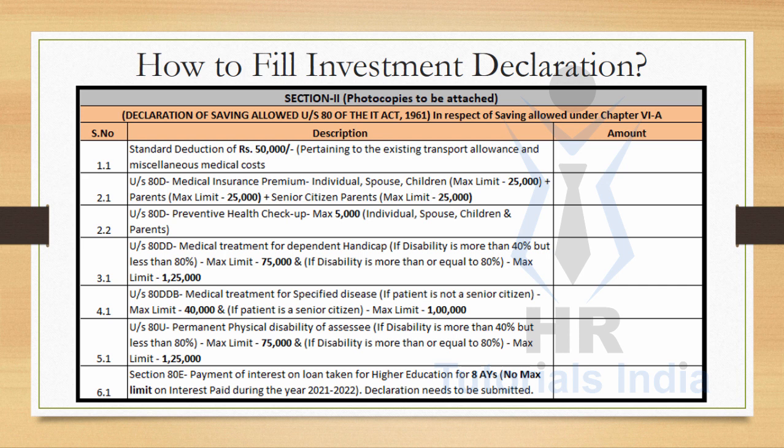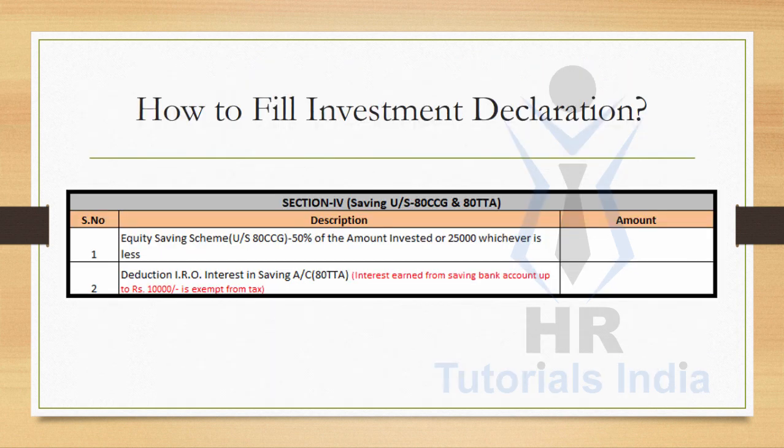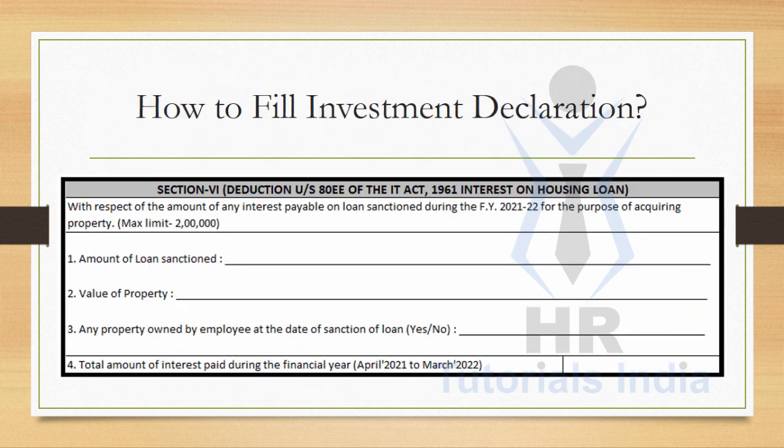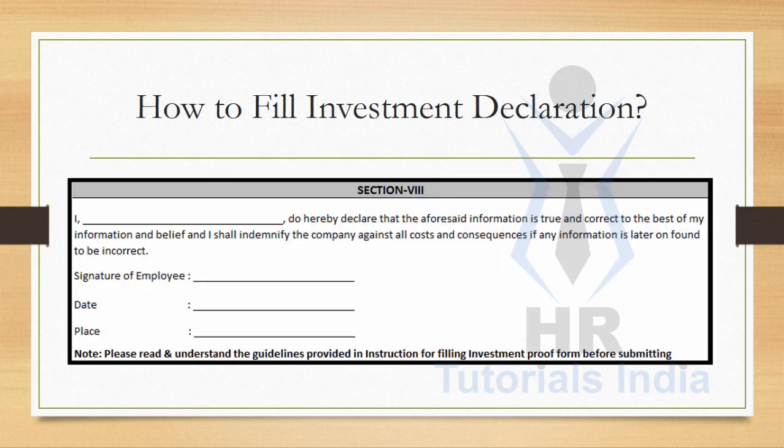Section 2 comes under the category Chapter 6A, which consists of standard deduction, 80D, 80DD, etc. Then comes section 3 which is under section 80C. Then section 4 which is related to 80CCG and 80TTA. Then section 5 under section 24, interest on home loan. Then comes section 6, 80EE, interest on housing loan. Then comes section 7 which is related to income from dividends and other sources of income. Finally section 8 is a declaration where we need to fill the details of an employee and sign it. Now let us see how to fill this investment declaration practically in an Excel sheet.